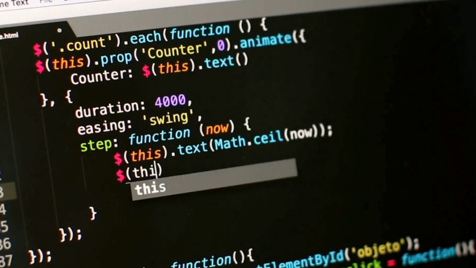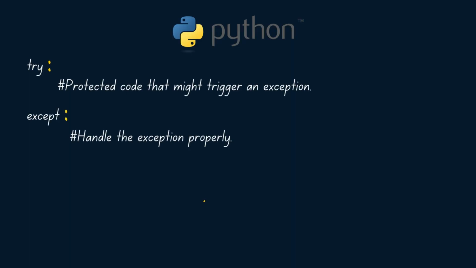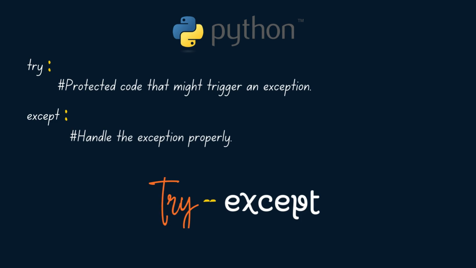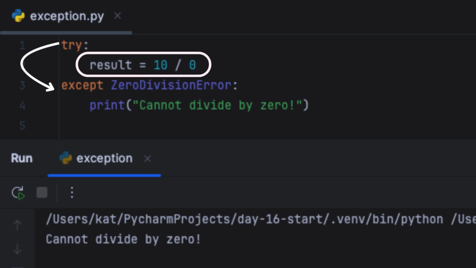Exception handling is a fundamental part of writing reliable code. So how do we as programmers deal with these errors? Python provides us the try-except blocks for this very purpose. Let's take the instance of ZeroDivisionError. In the try block, we place the code that might raise the exception. If the exception occurs, the control is transferred to the except block.